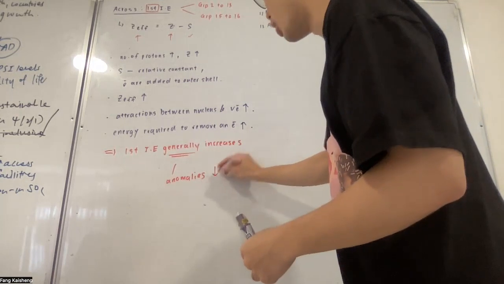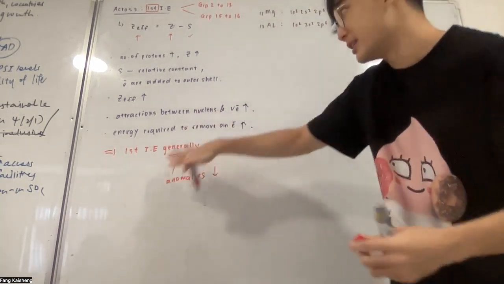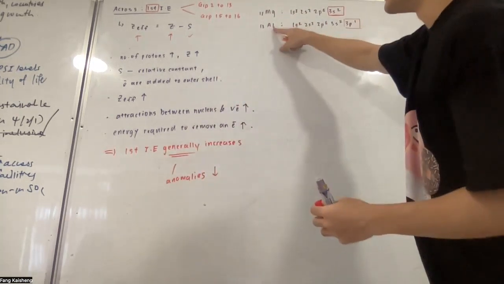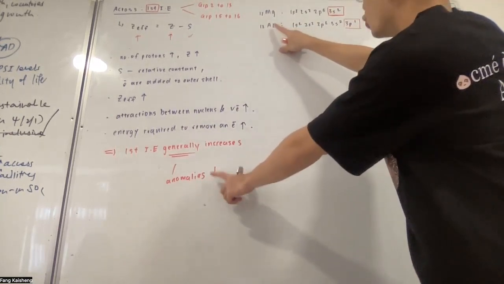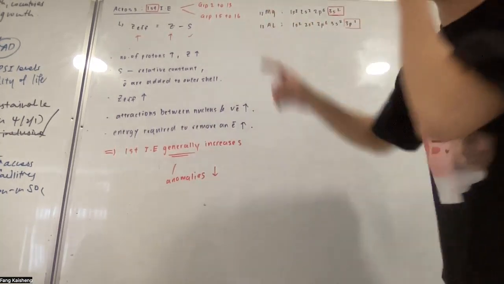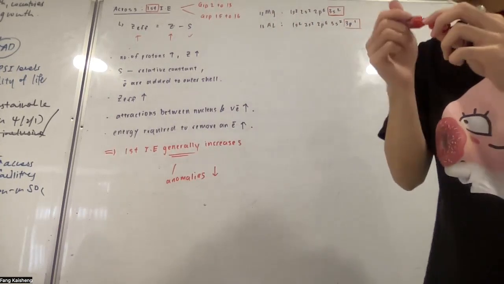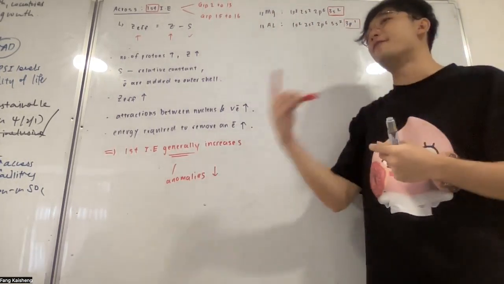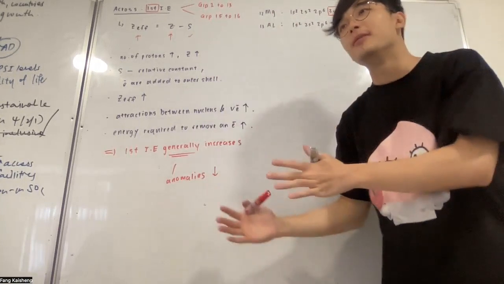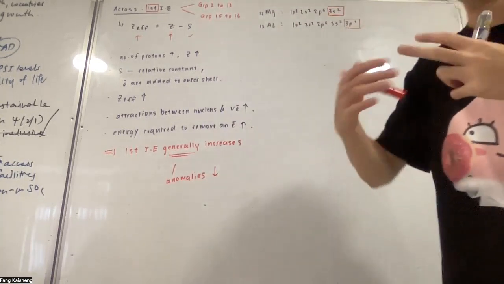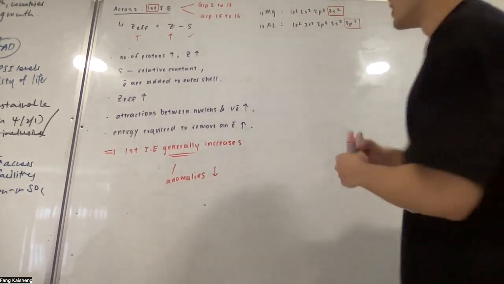I want you all to notice, anomaly means there are drops in the ionization energy. It doesn't increase. Why do you think it's actually easier to remove an electron from aluminium than from magnesium? Now, there are actually 2 answers to this. I'm going to go over the first answer, which is not that preferred. Then later, the second answer is what normally you guys are required to write.